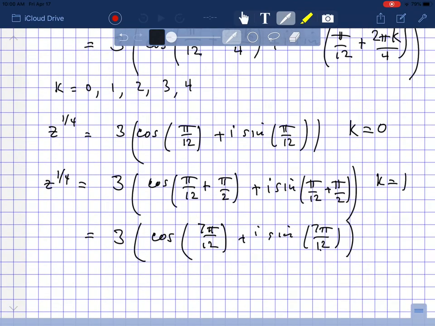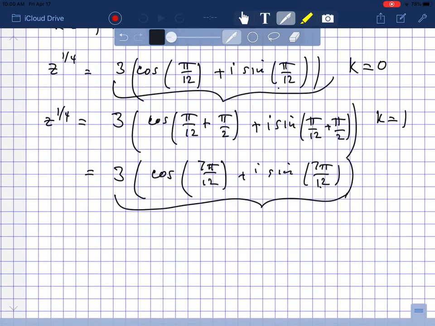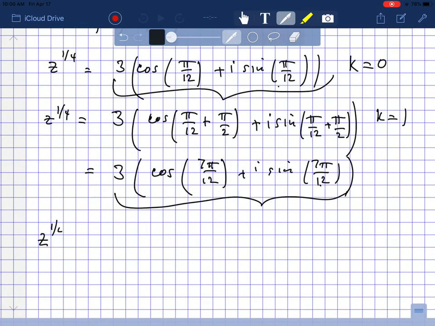All right. Well, this is a different fourth root of z distinct from this one up here, because the angle that this complex number makes with the real axis is 7 pi divided by 12, and that's certainly different from this complex number where the angle that it makes with the real axis is just pi divided by 12. Let's continue. So we're still looking for fourth roots of z.